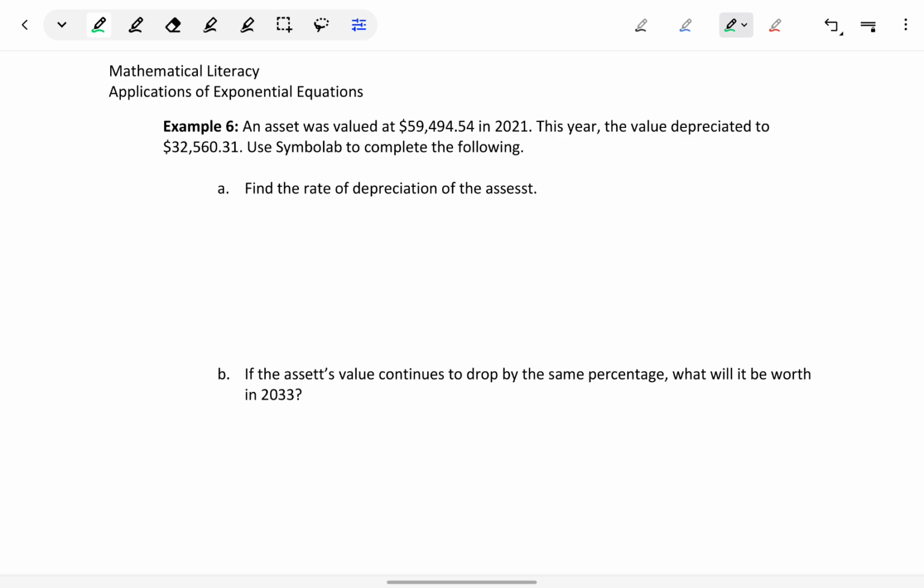If something is depreciating, its value is decreasing. So this is going to be an example of exponential decay. But we'll still be using that same formula, A equals P e to the RT. But what will be different in this case is that our value for R will be less than 0, because the growth rate is decreasing, we're looking at exponential decay.